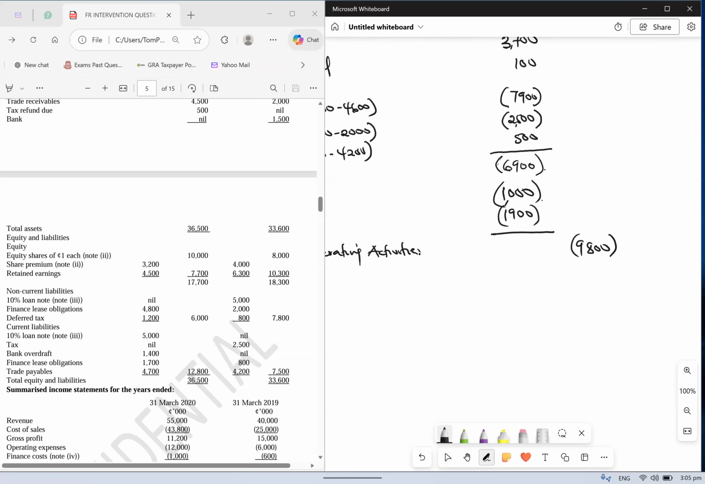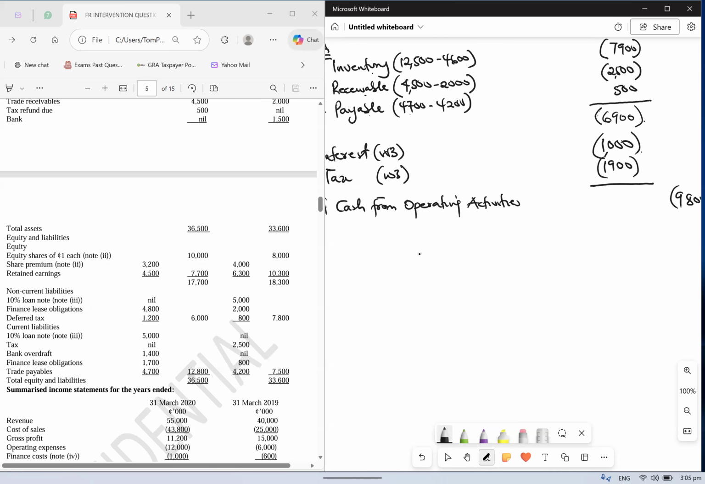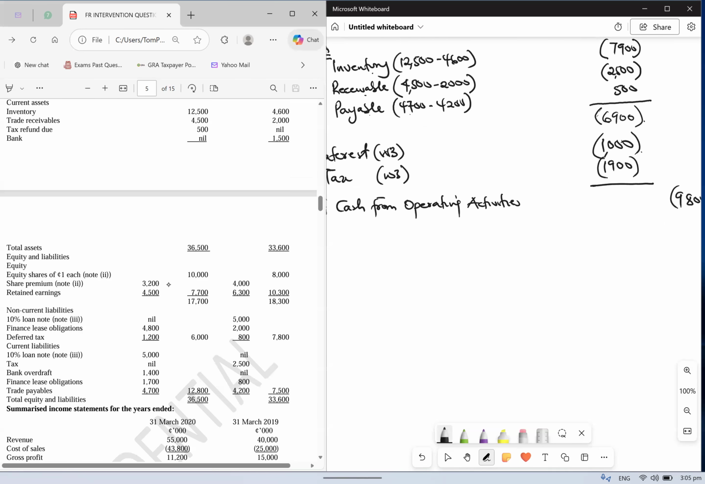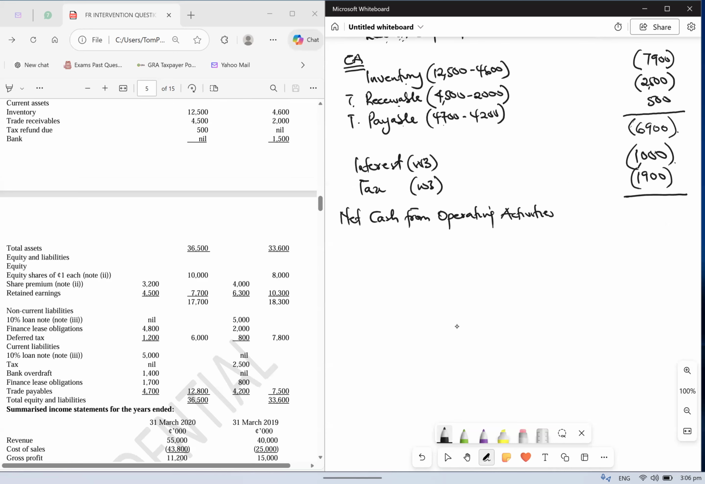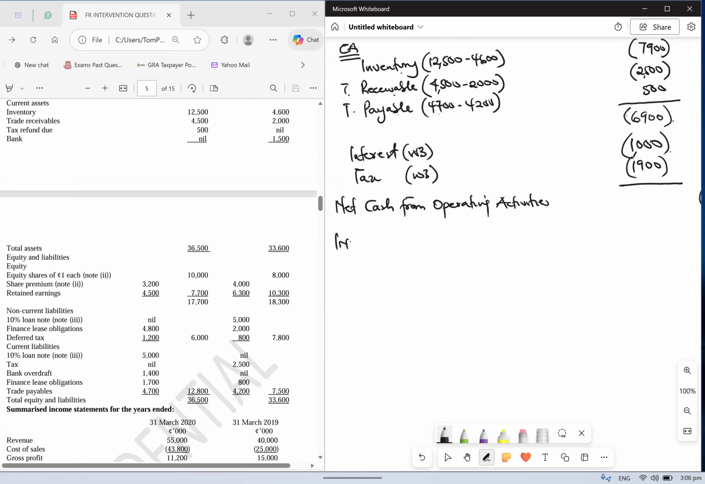The good news about cash flow is that the answer is in the question. The answer is in the question. Your answer is your bank and cash. So the answer should be in the question. So if you get it wrong, you will know. So let's come to investing activities.